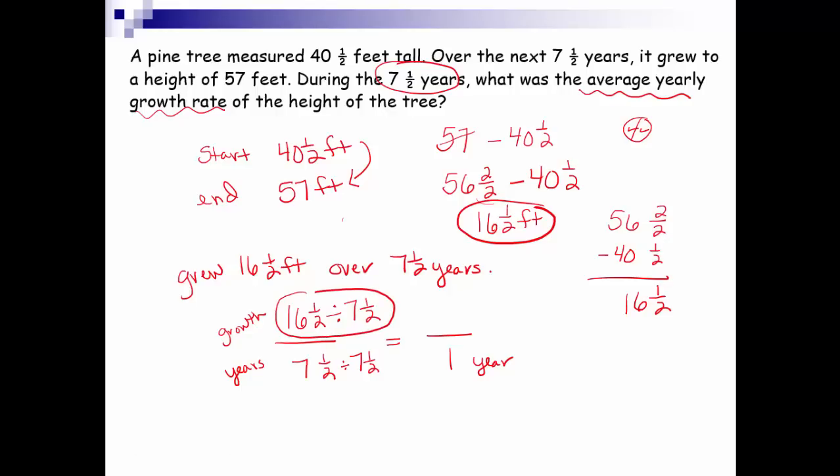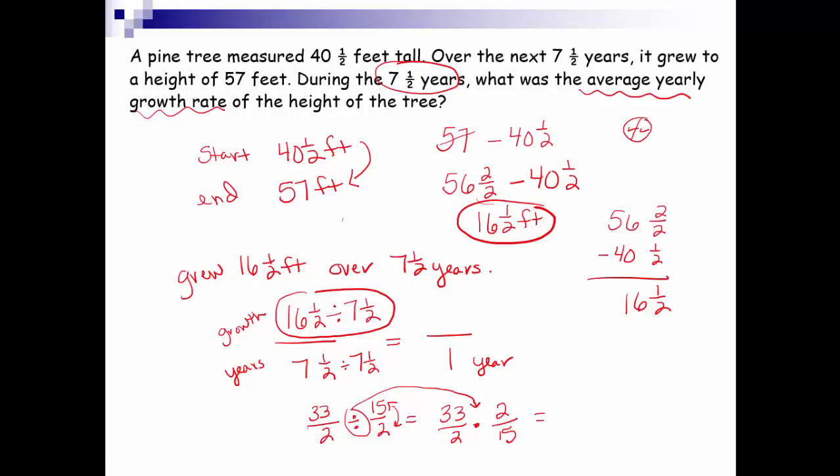Well, let's just rewrite each of these as improper fractions to start. So 2 times 16 is 32, and 1 is 33 halves, divided by 2 times 7 is 14, and 1 is 15 halves. Then you can do your skip, flip, multiply. That's 33 halves. Keep that the same. Change your division to multiplication, and then you take the reciprocal of that second. You flip that second fraction over.